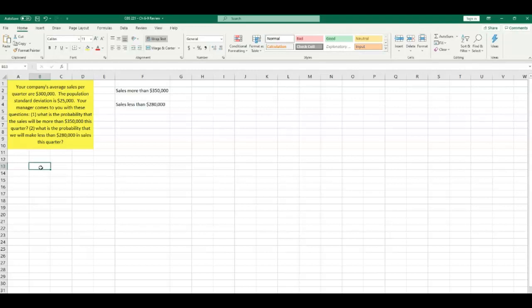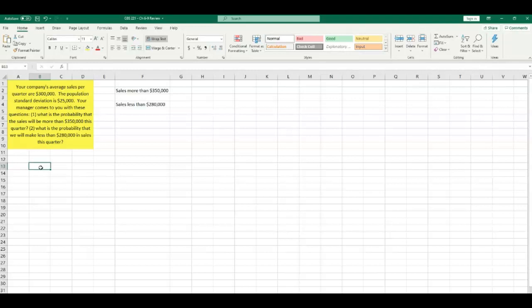Let's work through a review for chapters 6 through 9. So our first question here says your company's average sales per quarter are $300,000. Population standard deviation is 25,000, and your manager comes to you with these questions. They want to know what's the probability that the sales will be more than $350,000 this quarter, and then what's the probability that we'll make less than $280,000 in sales this quarter?